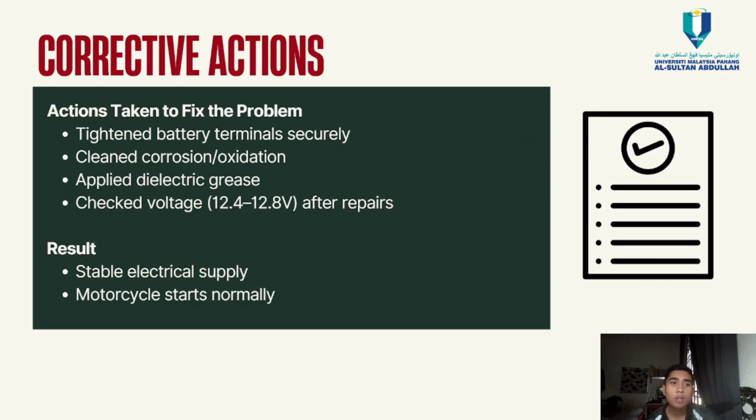So we go to the corrective actions. The actions that we took to fix the problem: first, tighten the battery terminal securely. Second, clean the corrosion or oxidation. Third, apply dielectric grease. And the fourth, check voltage around 12.4 to 12.8 volts after repairs. For the result, we got a stable electrical supply and the motorcycle starts normally.